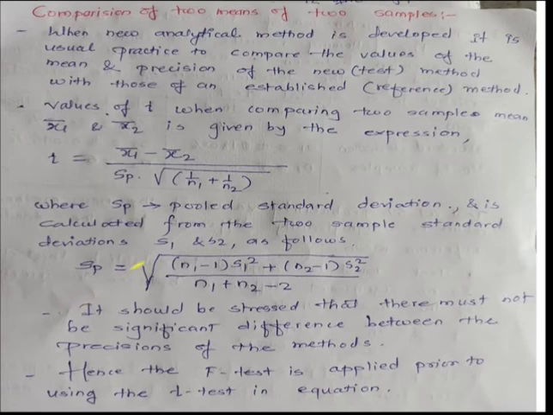Here the pooled standard deviation is written as Sp, which is equal to the square root of (n1 minus 1) in bracket, and outside the bracket s1 square, plus (n2 minus 1) bracket complete into s2 square, divided by n1 plus n2 minus 2. It should be stressed that there must not be a significant difference between the precisions of the methods. That means all values should be precise. Hence, the F test is applied prior to using the t test in this equation.